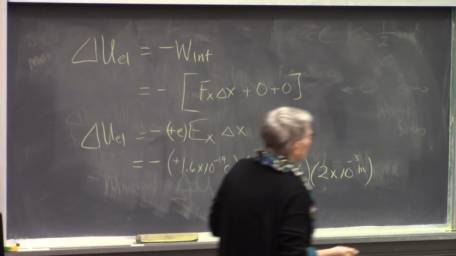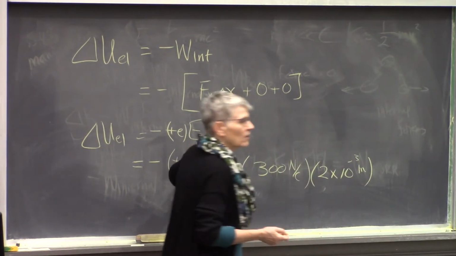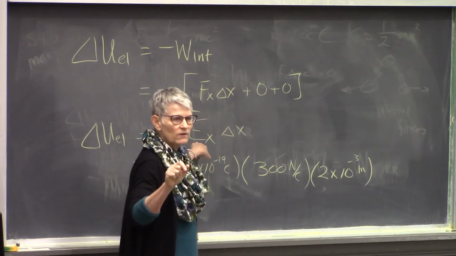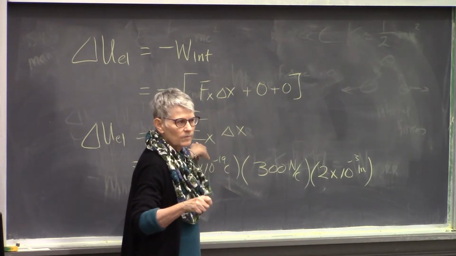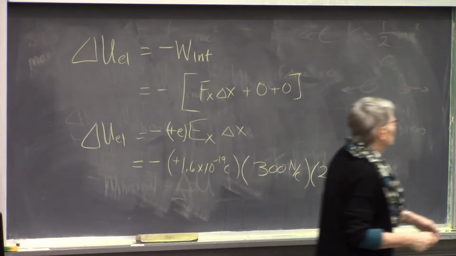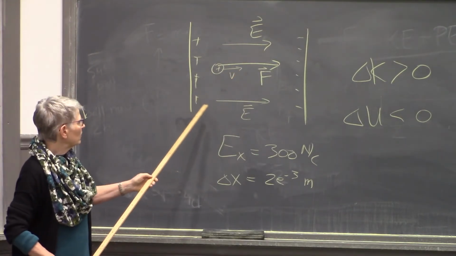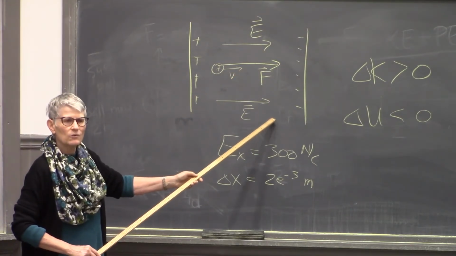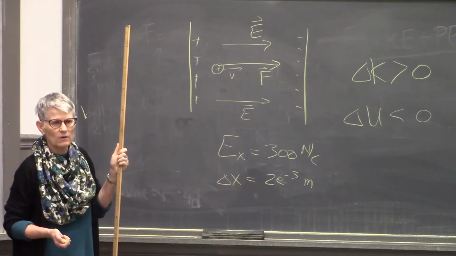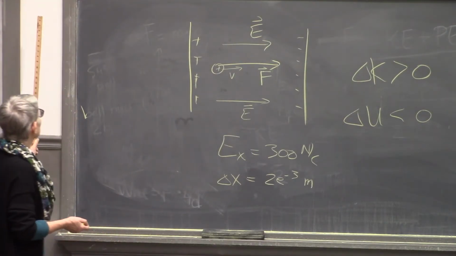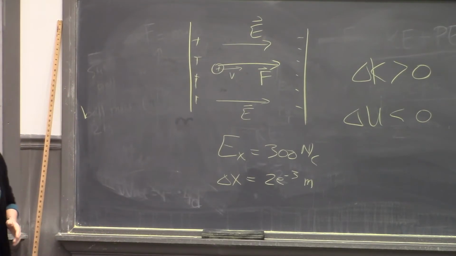Now we have to be very careful about signs here. These are not magnitudes, these are components. That's the thing that you write inside the vector. So we have to note that the x component of E is positive in this case, and the displacement x gets bigger, so delta x is a positive number. We have to really pay attention to signs to get this right.